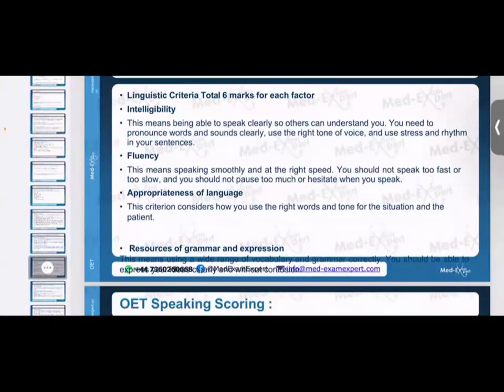This means speaking smoothly and at the right speed. You should not speak too fast or too slow, and you should not pause too much or hesitate when you speak. This is the most important thing because a lot of aspirants do hesitate while appearing in the exam. I know that this is very common and it happens with every one of us. But the thing is, you have to prepare yourself.